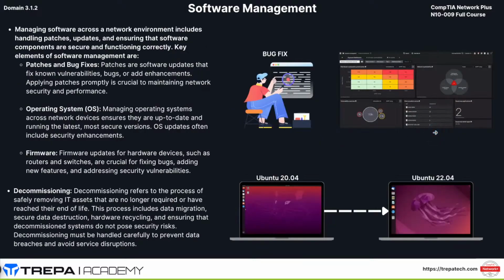Okay, software management. Managing software across a network environment includes handling patches, updates, and ensuring that software components are secure and functioning correctly. There are so many different ways, guys, to do software management. So many third-party apps, so many third-party products, a lot of products straight from the vendor. I've used Splunk before, a SIEM, to track Windows updates and Windows bugs. Windows has their own products like SCCM. They have Microsoft, not Intune, that's for users, but they have their own Patch Tuesdays, right?